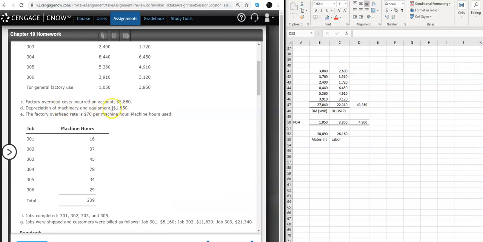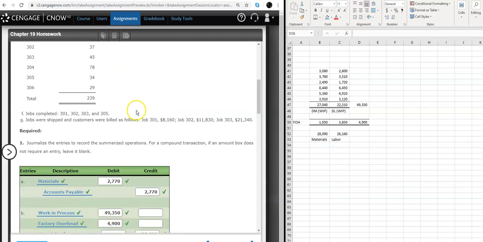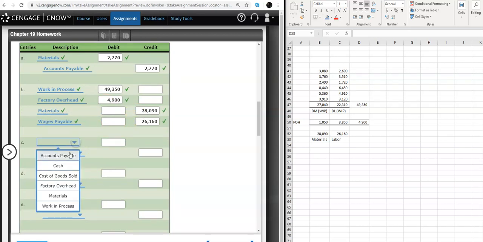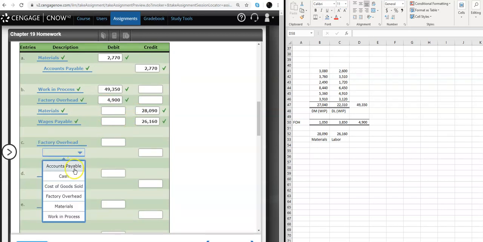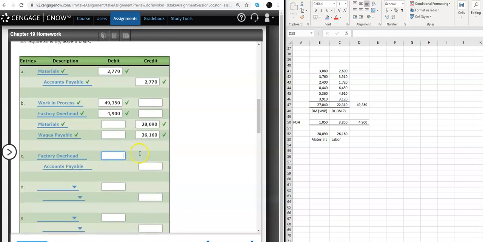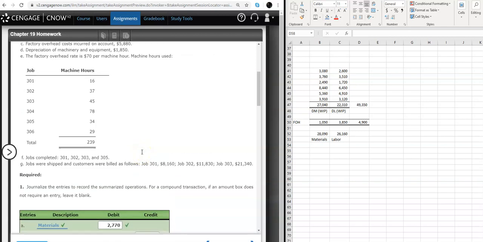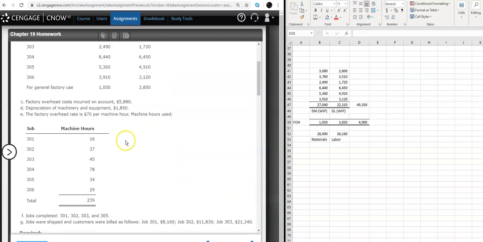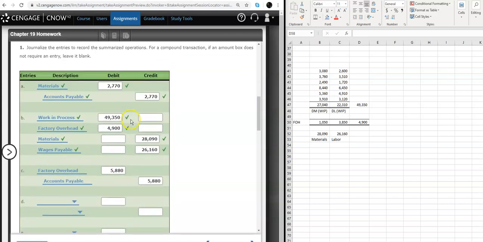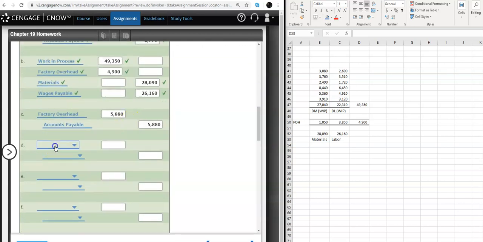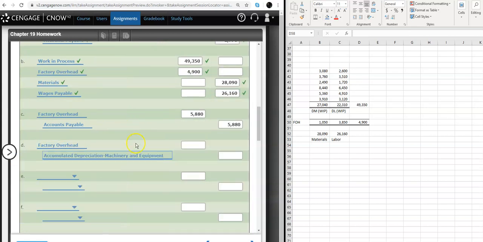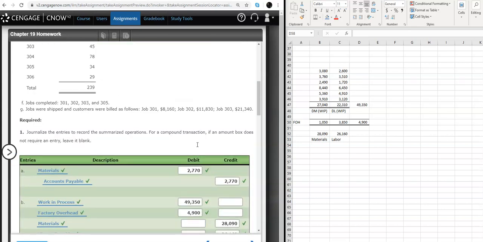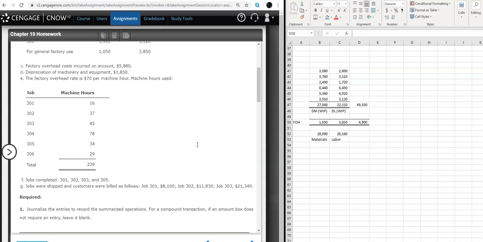Factory overhead costs incurred on account, 5,880. So that's just factory overhead. It's an actual number, accounts payable, because it says on account, I believe it said 5,880. Right, letter D says depreciation on machinery and equipment. So anything in the factory that's indirect is factory overhead again, and accumulated depreciation is the account that we put that to. So that depreciation amount was for 1,850.